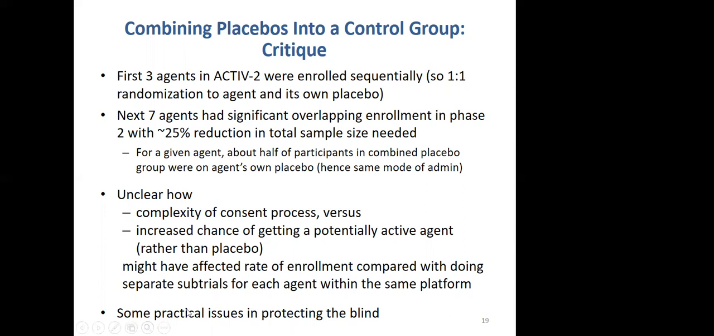And I should also mention, I'm not going to go into details here, there are some practical issues in protecting the blind when you have a shared placebo group. So it's just something people have questions about that they can always ask me in the future, but there are some practical issues there.